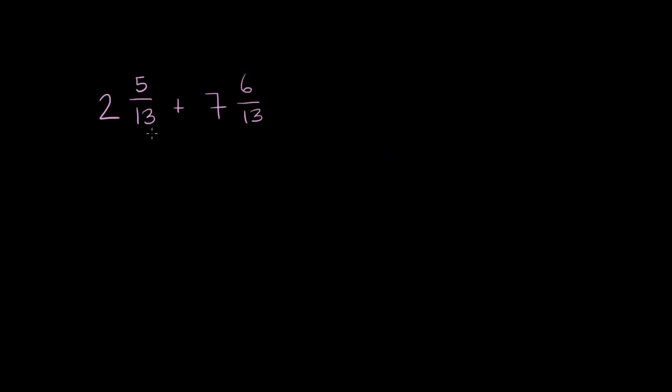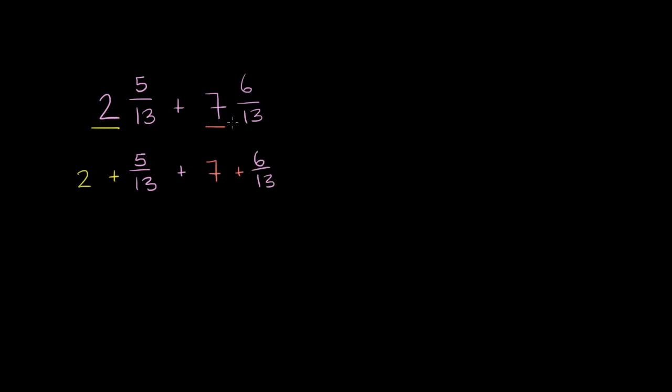Let's add these two mixed numbers, 2 and 5/13 plus 7 and 6/13. And the way I like to think about it in my head, I like to separate out the mixed numbers into the whole number component and the fractional component. So we can rewrite 2 and 5/13 as 2 plus 5 over 13. And then we can write that plus. And then 7 and 6/13 we can rewrite as plus 7 plus 6/13.